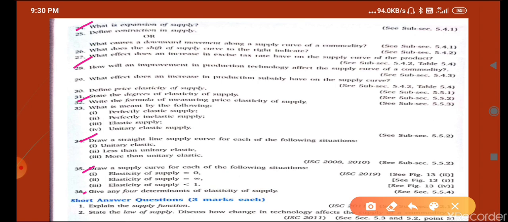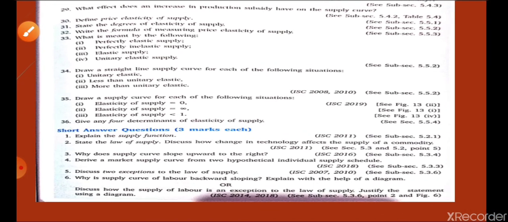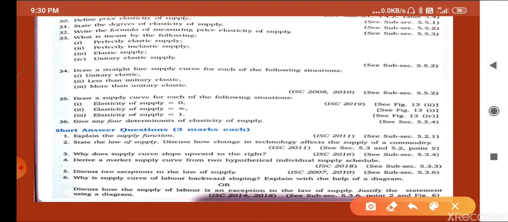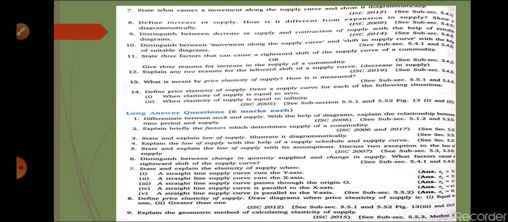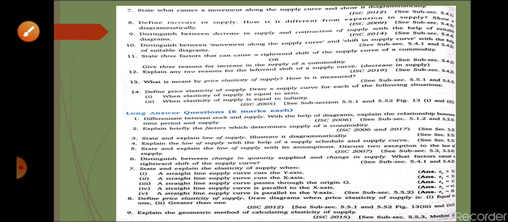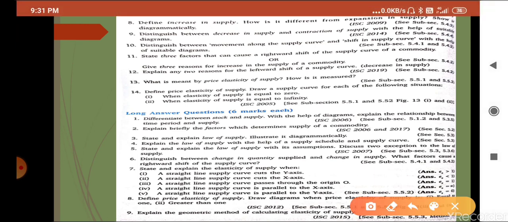And now we are moving to short answers. Short answers, question number 1, question number 3, question number 6, and then on the next page, question number 7, sorry for that. So on the next page, question number 7, question number 9, question number 12, 14 and 10. So these questions you have to complete.